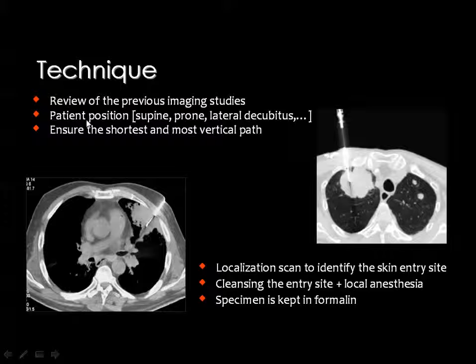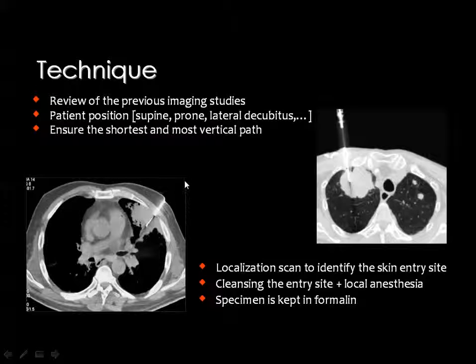Then you put the patient in the position which was selected according to the site of the lesion. Then the patient may lie supine like this one, and this one is also supine, or prone, or sometimes you put the patient in the lateral decubitus position and the side of the lesion is above. Then ensure the shortest and the most vertical pathway, provided the vertical approach is the easiest one.